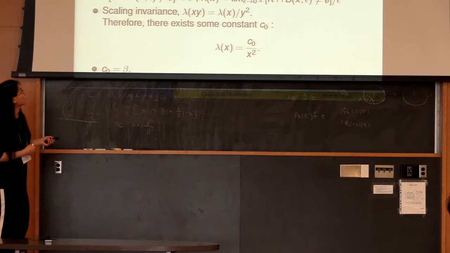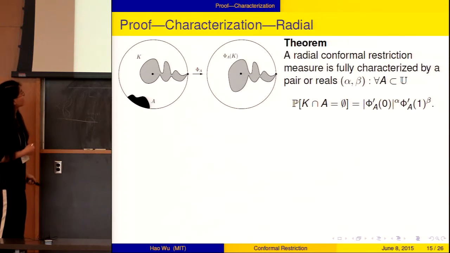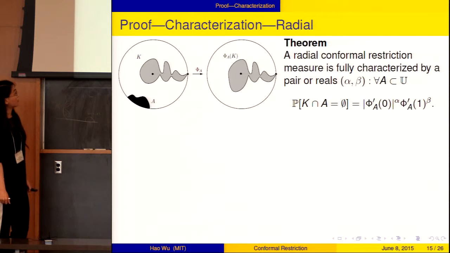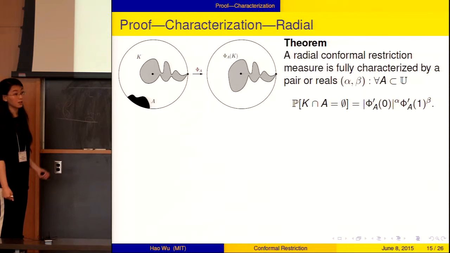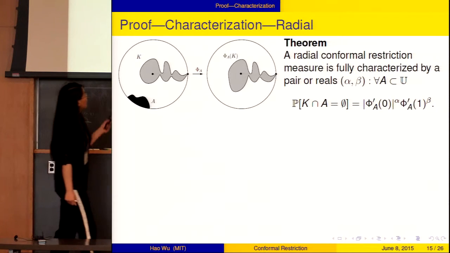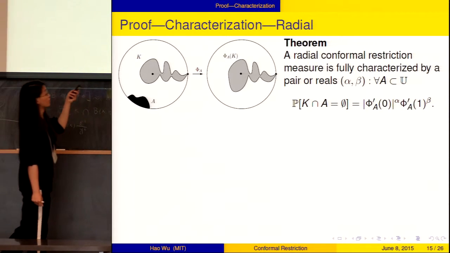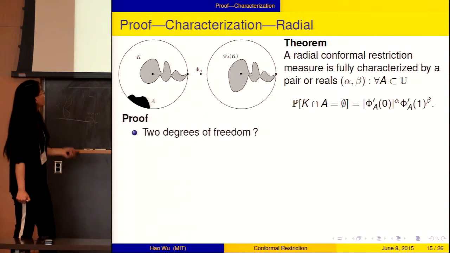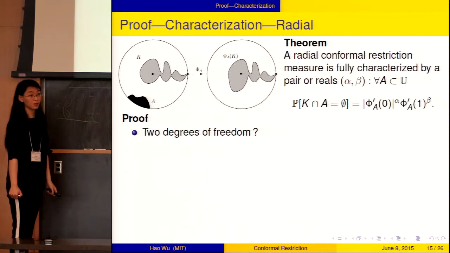Okay, so this is the chordal case. And next, for the radial case, the conclusion is that a radial conformal restriction measure is fully characterized by a pair of reals, alpha and beta. So it's the same as before. If we have a random set K satisfying this relation, we can check that it does satisfy the restriction property. So the question is, why are there only 2 degrees of freedom?